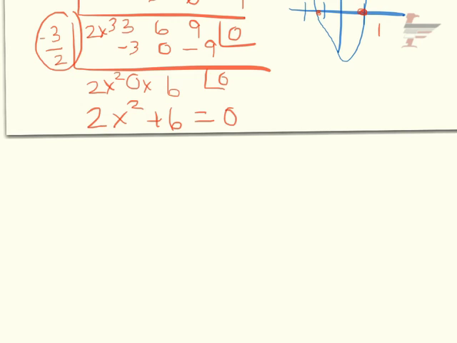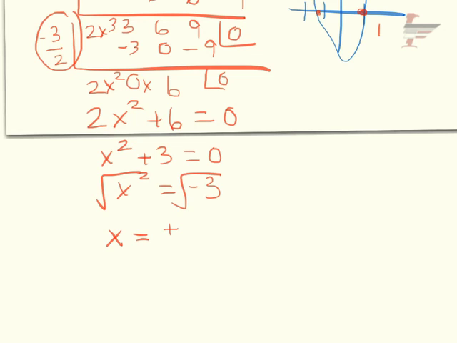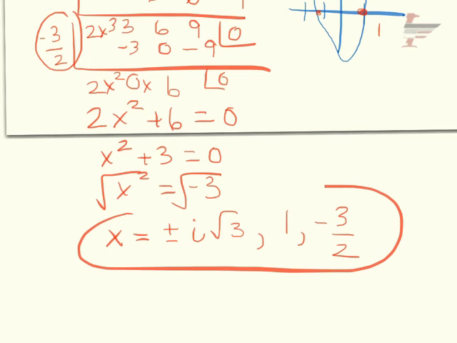Well, I can solve that. First I'm going to divide everything by 2 to make my life easier. Then I can subtract 3 over to the other side, square root both sides, and I get plus or minus i root 3. So there's my 2 imaginary solutions, and then I knew that 1 worked, and I knew -1.5 worked, and there's all 4 of my solutions.